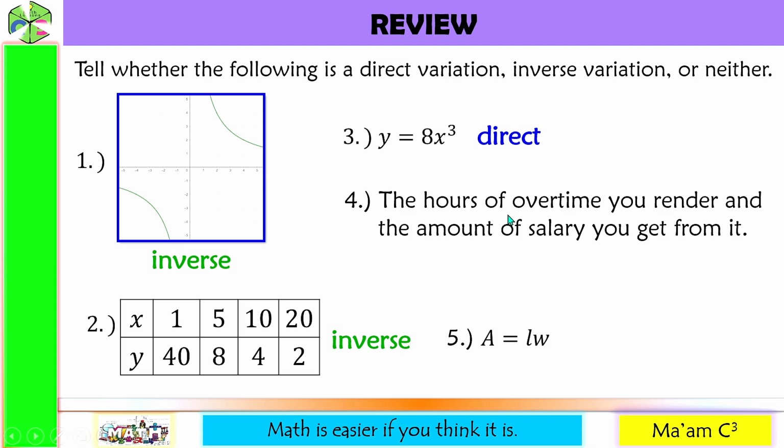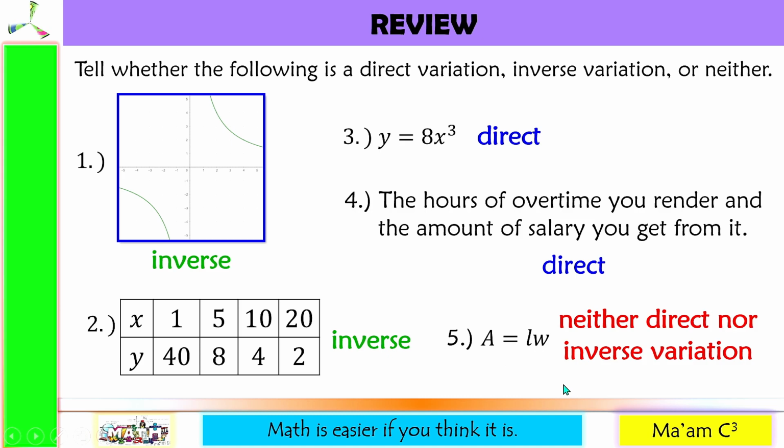Number 4, the hours of overtime you render and the amount of salary you get from it. The longer hours you work overtime, the higher the amount of salary you will receive. This is a direct variation. And last one, notice that we have three variables here. This is neither direct nor inverse variation.